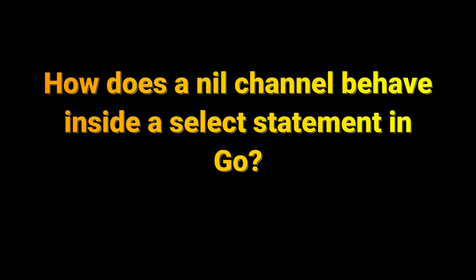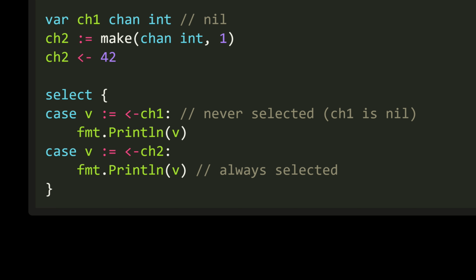Question: how does a nil channel behave inside a select statement in Go? A nil channel is never ready for sending or receiving, so in a select statement, any case that uses a nil channel will never be selected. The select will ignore that case completely. This can be useful if you want to disable certain channel operations temporarily. You can set a channel variable to nil to turn off that case, while other cases can still run normally.